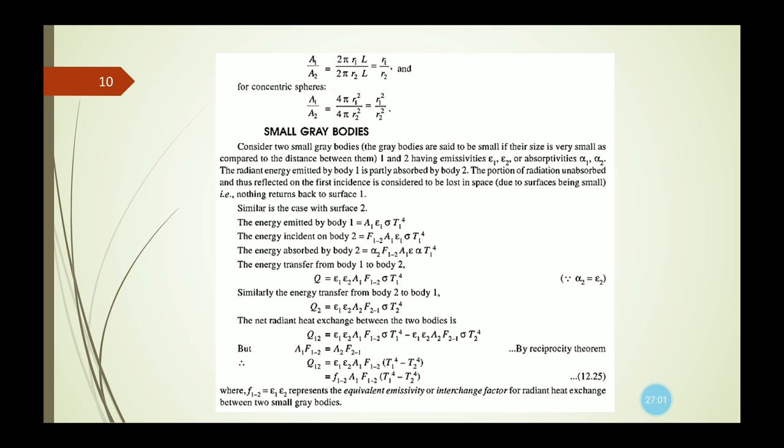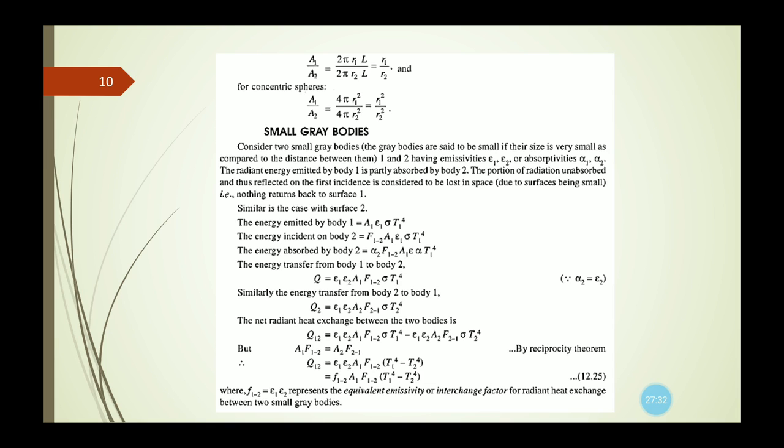Now the radiant energy emitted by body 1 is partly absorbed by body 2. Now the portion of radiation which is unabsorbed and thus reflected on the first incidence is considered to be lost in space due to the surfaces being small.